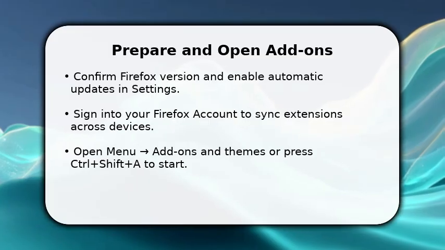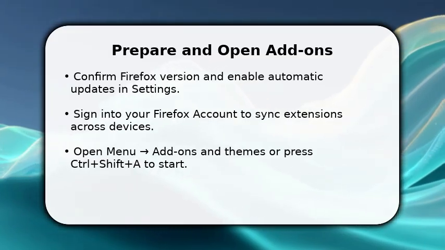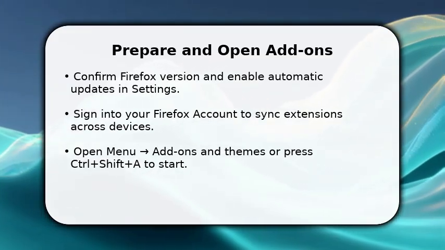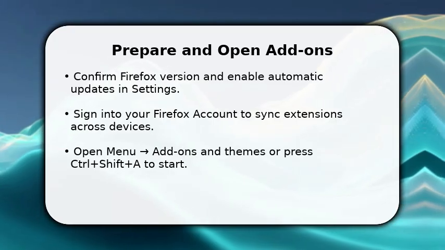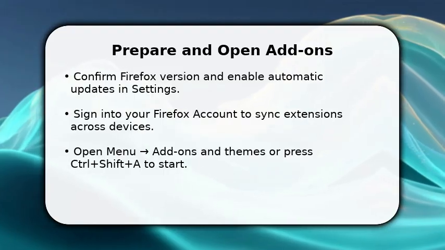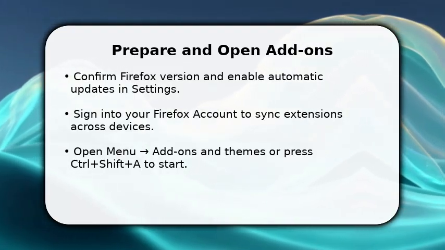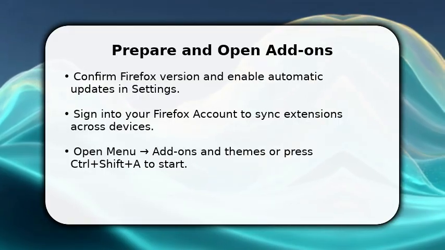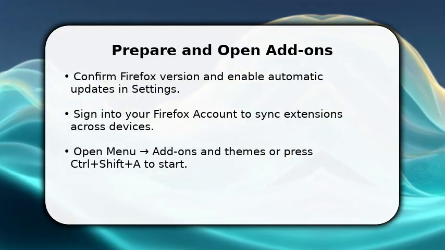You start by making sure Firefox is up to date and you're signed into your Firefox account. This keeps extensions synced. Once done, open the menu and choose Add-ons and Themes, or press Ctrl plus Shift plus A to go straight to the Add-ons Manager. You do this now so you can search and install without interruptions.